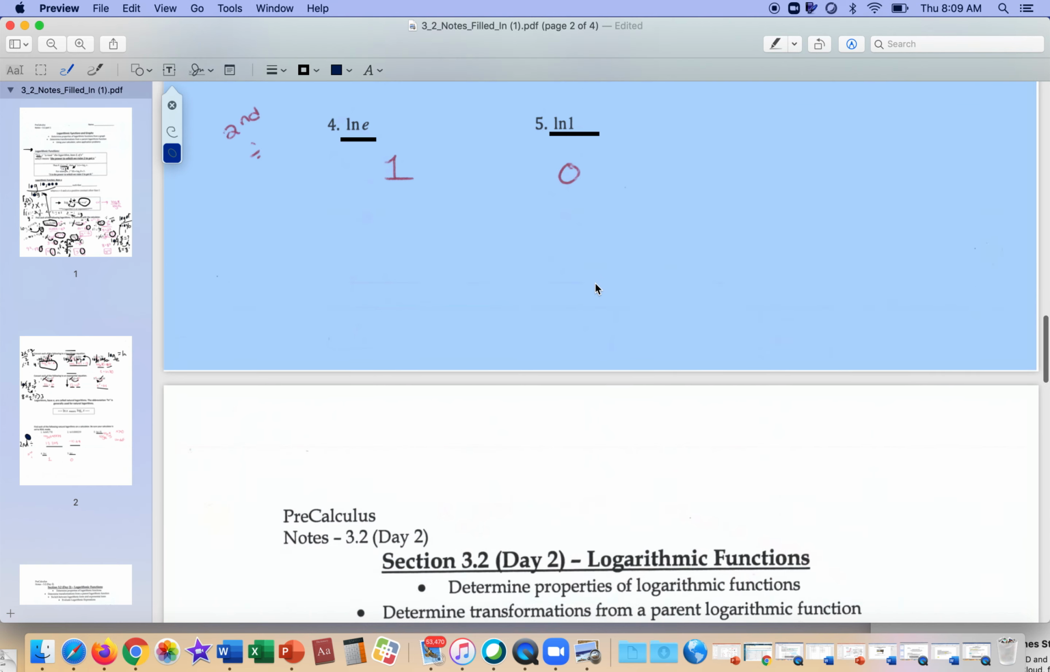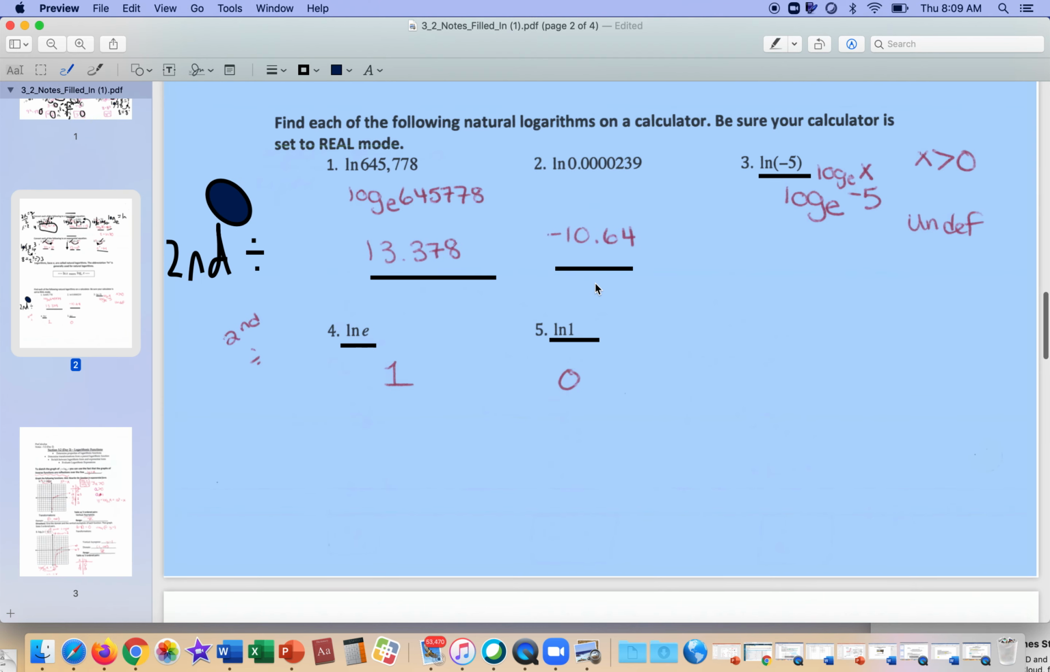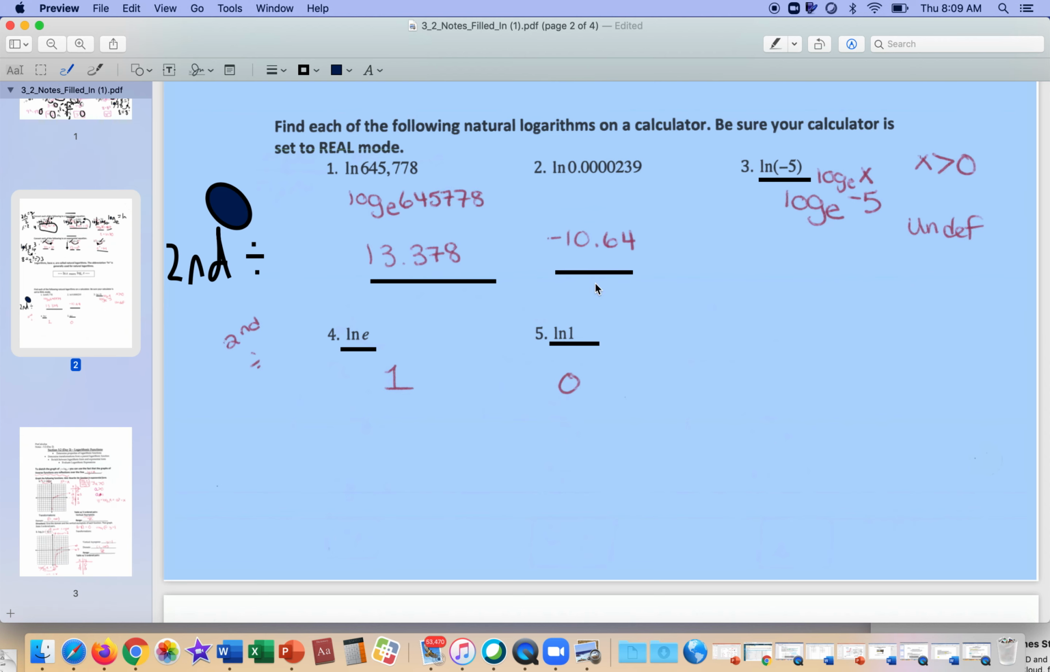Okay, that's all we're doing for today. So on your homework, you are going to practice evaluating. You can use your calculator, and we are going to practice going from log form to exponential. We'll do graphs of logarithmics next time, and then we'll have a quiz.